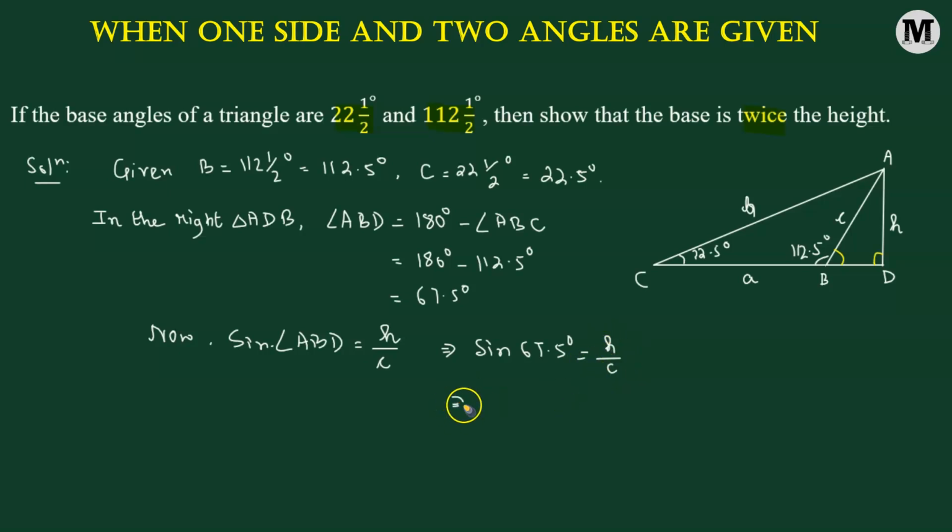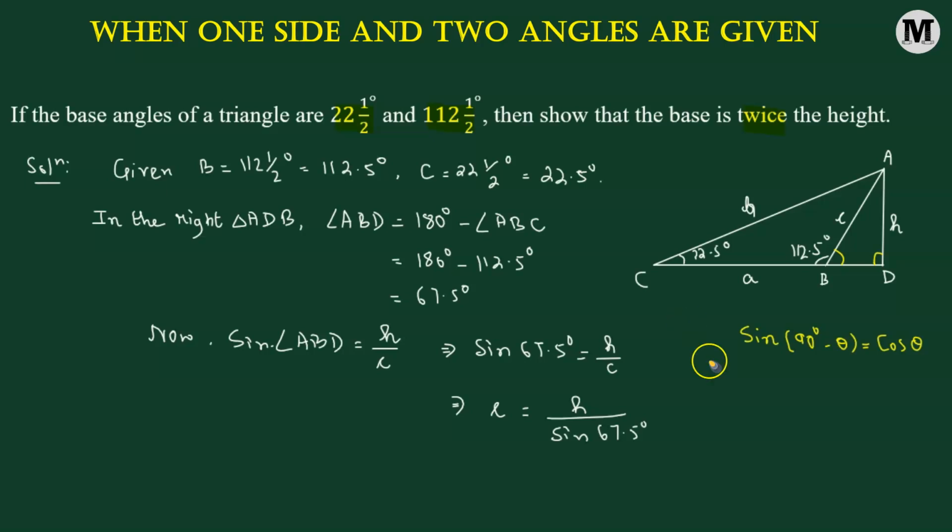Okay, so let's isolate c from here. c is going to be equal to h over sine 67.5 degrees. We're going to further simplify 67.5 degrees. Whenever we have sine of 90 degrees minus theta, we know that that corresponds to cosine of the angle theta. In other words, these are allied angles.